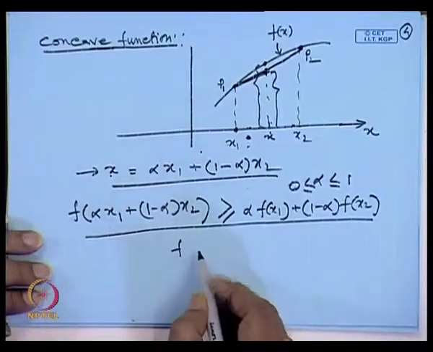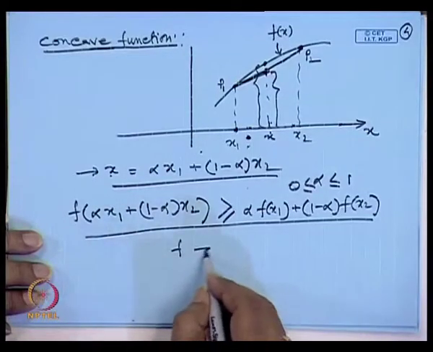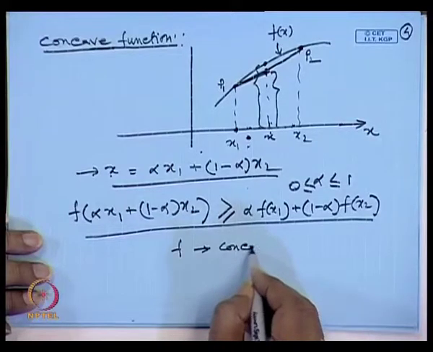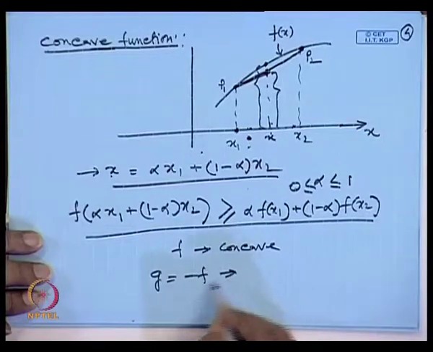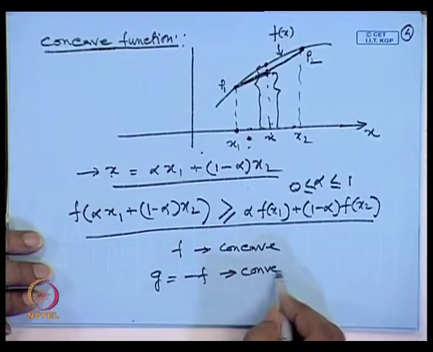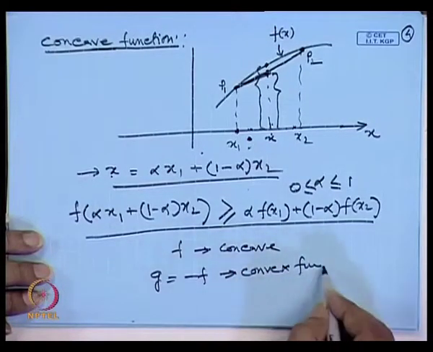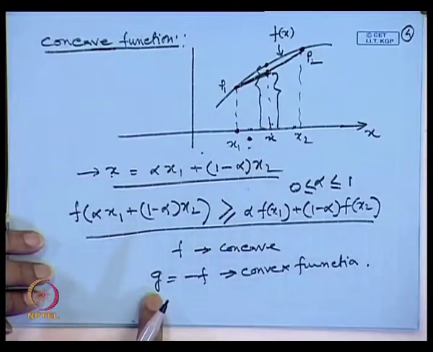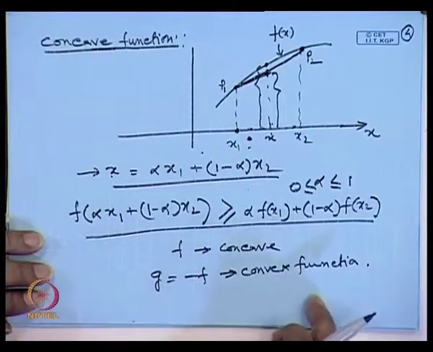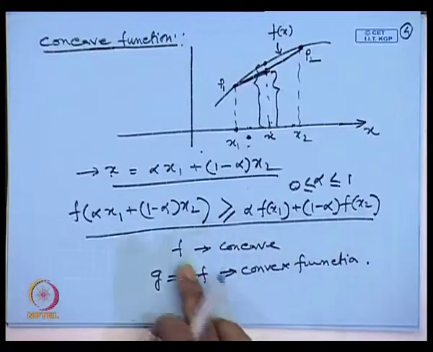Suppose f is a function which is, let us call, a concave function, and I define g equal to minus f. So, this function g will be a convex function. If minus f is convex, and I know how to check that g is a convex function in the set S, in other words, I can say f is a concave function in the set S, just by multiplying f by minus 1.